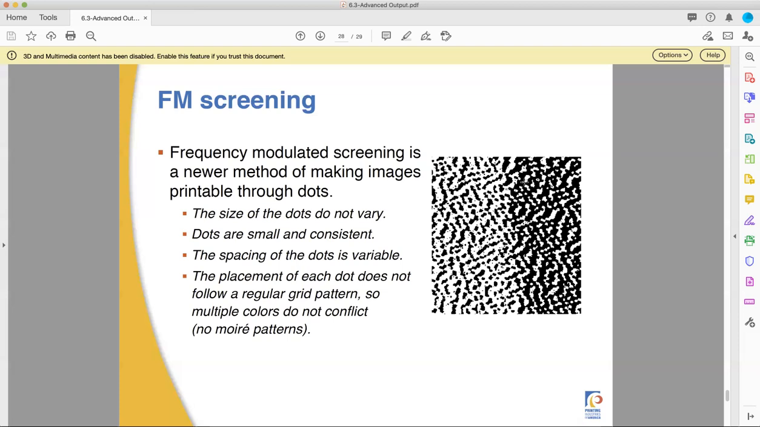FM screening is not good for everything. If you're creating more graphics and less photos, AM screening is actually better for creating graphical backgrounds. If you want to have a grayish tone behind something, it's better to set up that gray by having a grid of black spots the same distance from each other rather than a random area of black spots floating around, because they have their own kind of look. And the image here shows you what FM screening looks like.